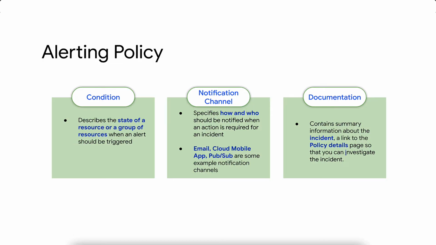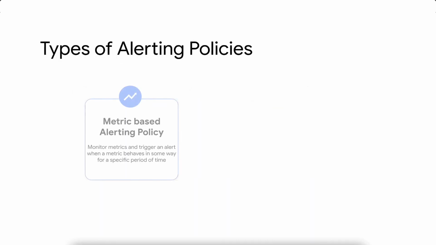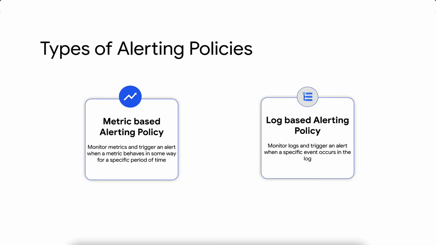This is the summary of the incident and the link to the policy page that will help you investigate the incident. Google Cloud Monitoring offers two types of alerting policy. Number one, metric-based alerting policy. This type of alerting policy is designed to monitor how a metric behaves over a period of time and trigger an incident when there is an anomaly in the metric behavior. The second type of alerting policy is log-based alerting policies, useful in scenarios where you may not have a specific metric emitted, but it is logged. These types of alerting policies are designed to monitor and trigger the incident when a specific event occurs in logs.